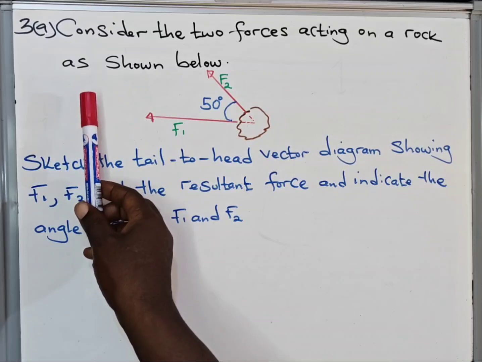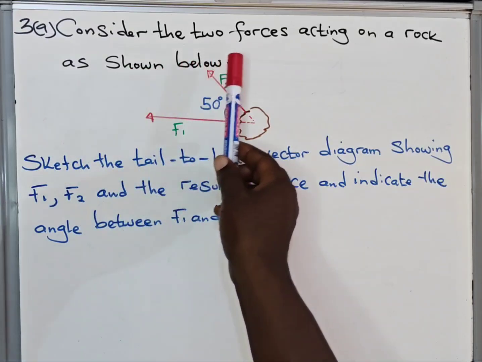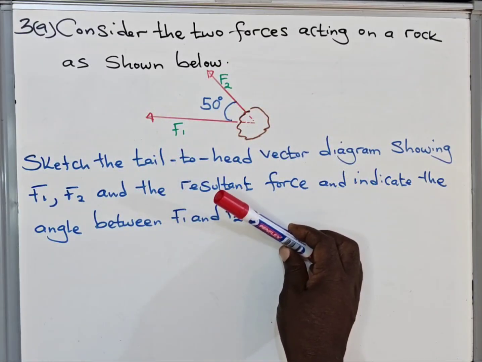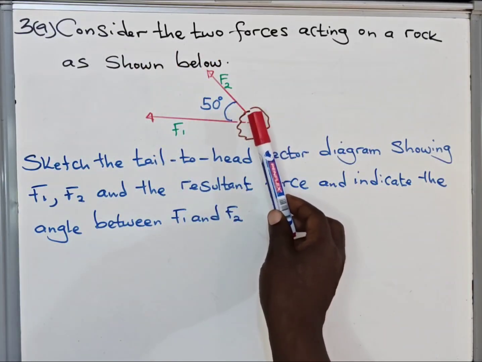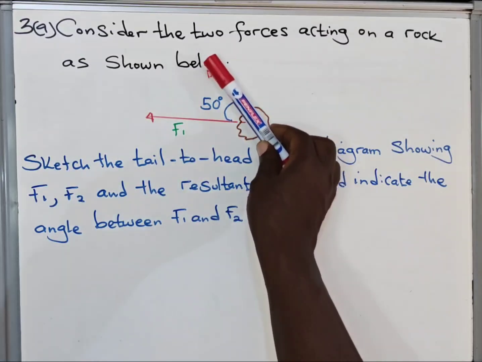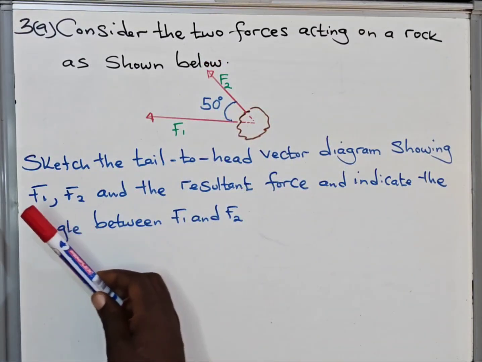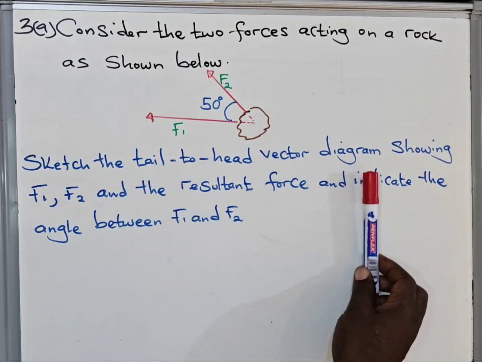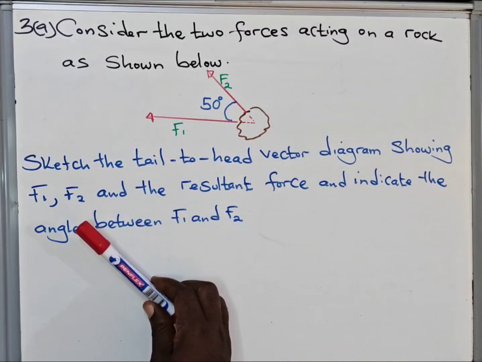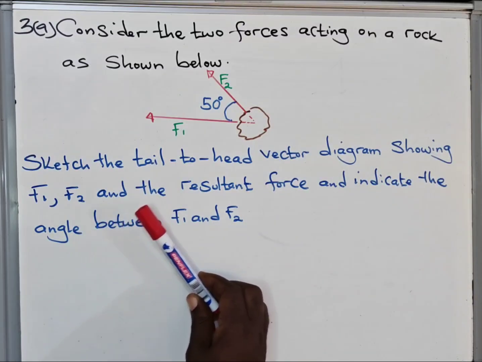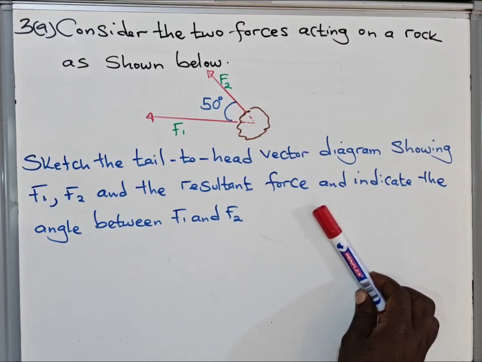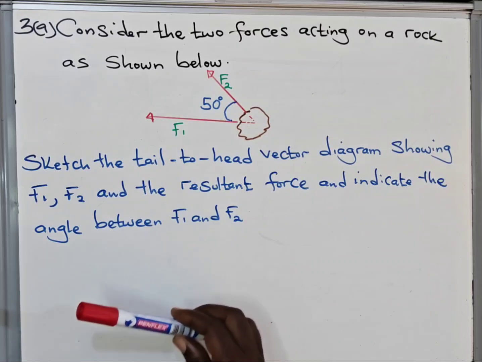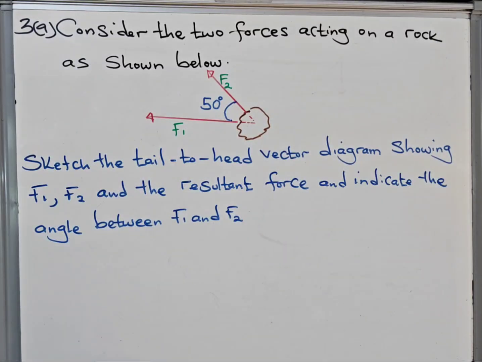And today we are looking at this question. It says that consider the two forces acting on a rock as shown below. So this is the rock we are having. This is the sketch, the rock, the two forces. And the question says, sketch the tail-to-head vector diagram showing F1, F2, and the resultant force, and indicate the angle between F1 and F2. Okay, so how do you go about this one?